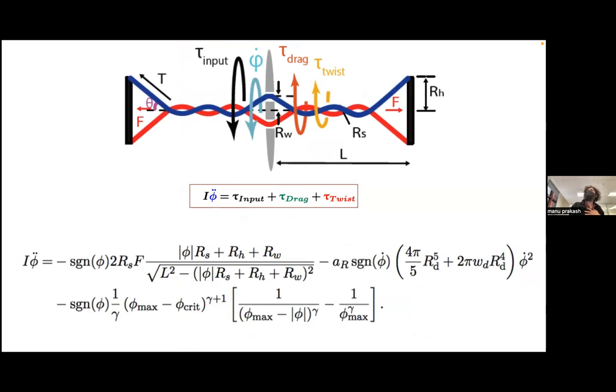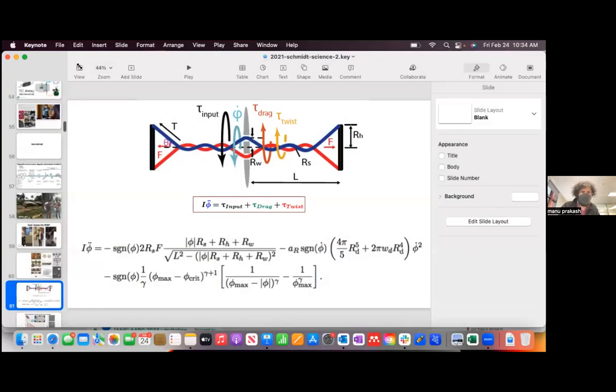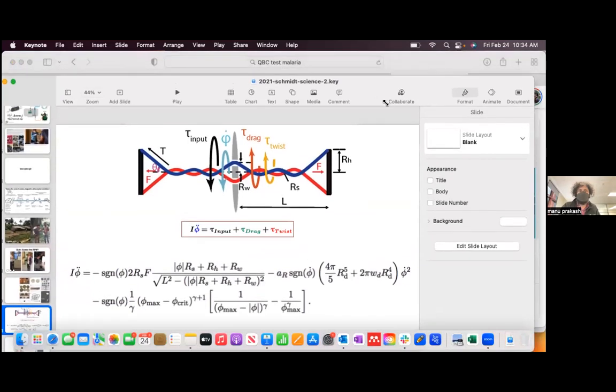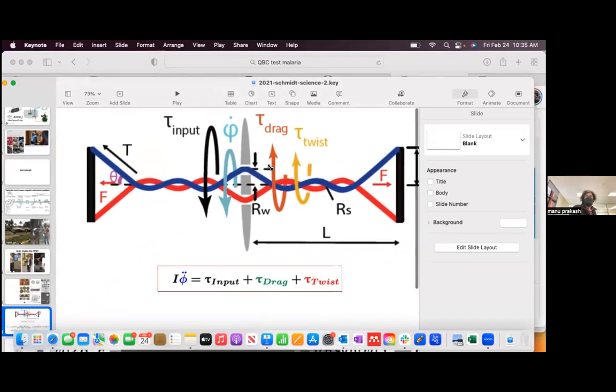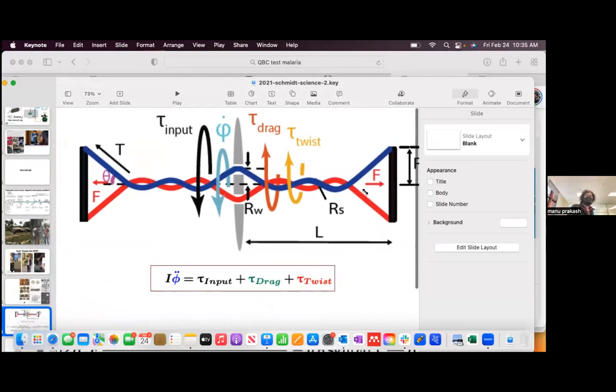I'm going to walk through this very briefly. So in terms of thinking about this, the first couple of things which we are about to build, you can see I'm drawing two strings. There is the red and the blue, and they twist together.